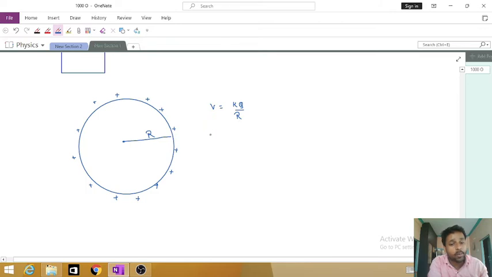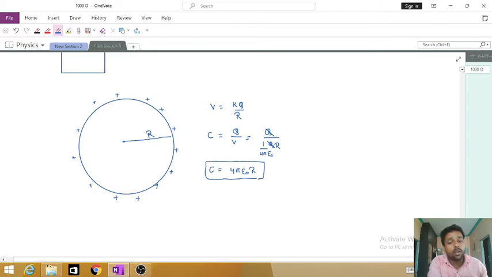Now we want to get the capacitance. We know C is equal to Q upon V, and the value of V is KQ upon R, meaning 1 upon 4 pi epsilon naught into R, into Q. Q will get cancelled, so the capacitance of the spherical conductor will become 4 pi epsilon naught into R.